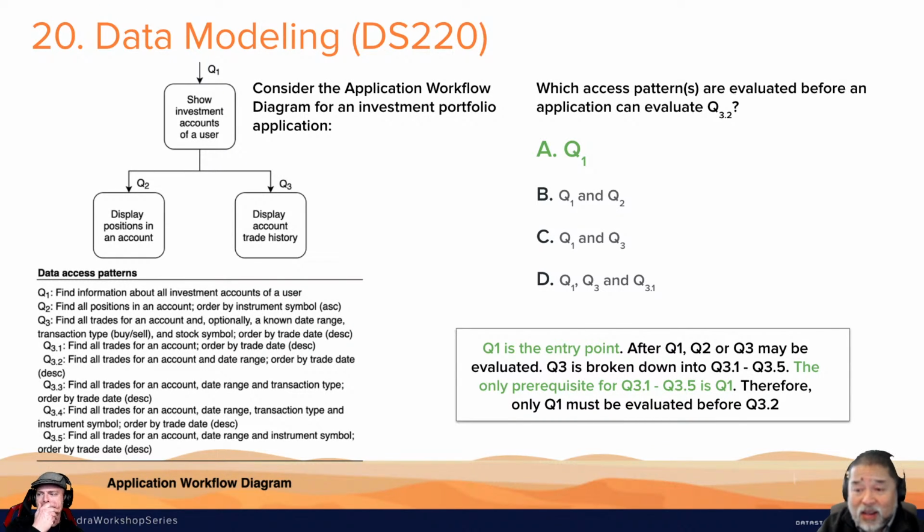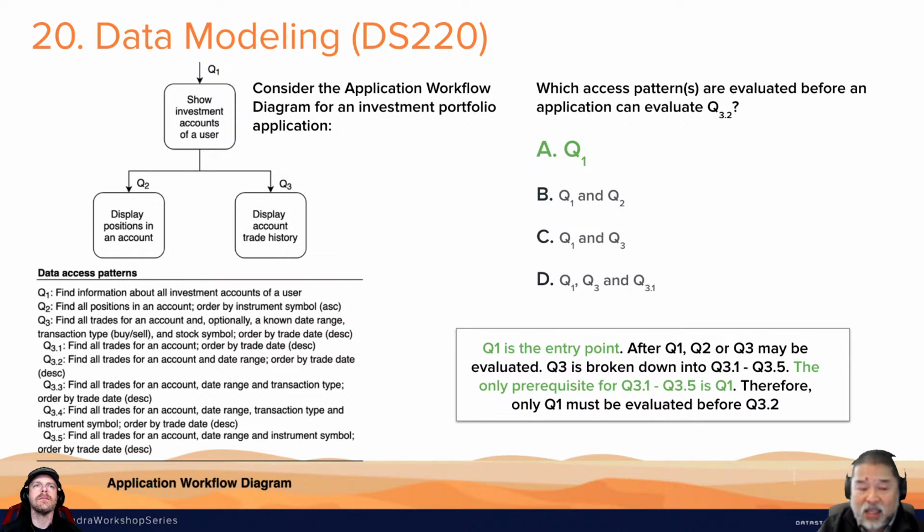The entry point for these access patterns is Q1. So Q1 has to be done before anything else. And after Q1, looking at the Chebotko diagram, you can go directly to Q2 or Q3. You don't have to go Q1, Q2, Q3. It could be Q1, Q2, or Q1, Q3.